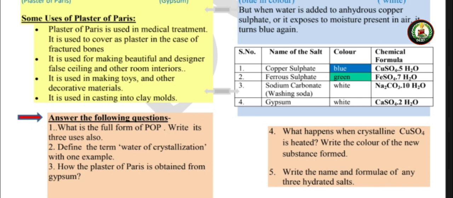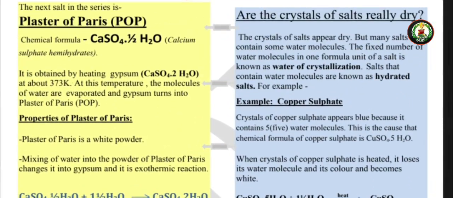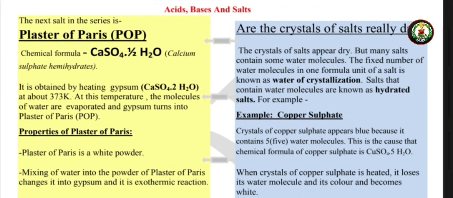Second, define the term water of crystallization and give one example. So here we get the water of crystallization. In the blue box you can see: the fixed number of water molecules in one formula unit of salt. And the example is copper sulfate, that is CuSO4 5H2O. Here the water of crystallization is 5.